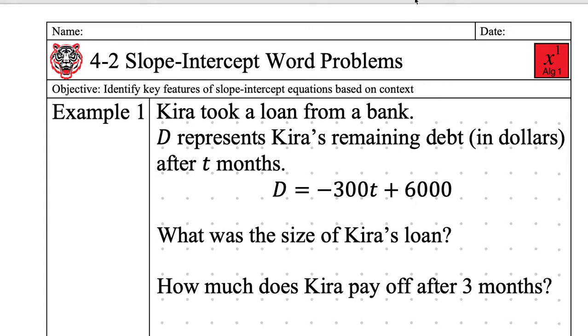All right, we are in Algebra 1. We are on Lesson 4-2. Today's date is Wednesday, October 30th, 2019. We're talking about slope-intercept word problems today.